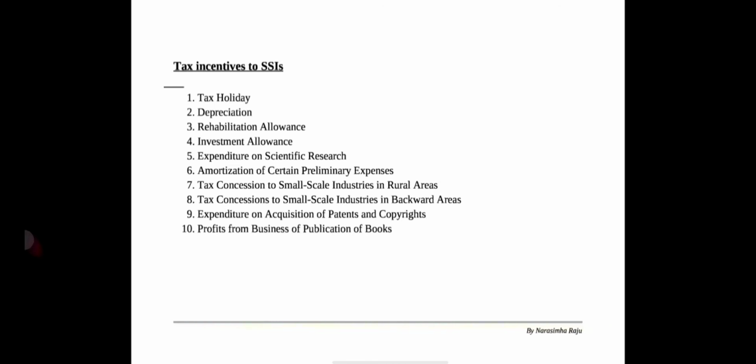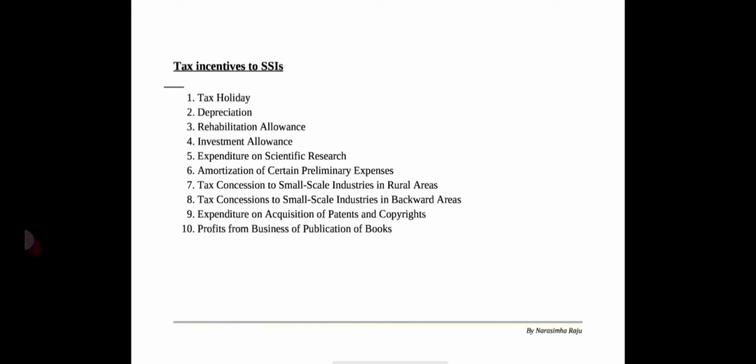And the next topic is tax incentives or concessions to the SSIs by the Government of India. Some of the tax benefits available for small scale industries in India are tax holiday, depreciation, rehabilitation allowance, investment allowance, expenditure on scientific research, amortization of certain preliminary expenses, tax concession to small scale industry in rural areas, tax concession to small scale industries in backward areas, expenditure on acquisition of patents and copyrights, and profits of business of publication of books.